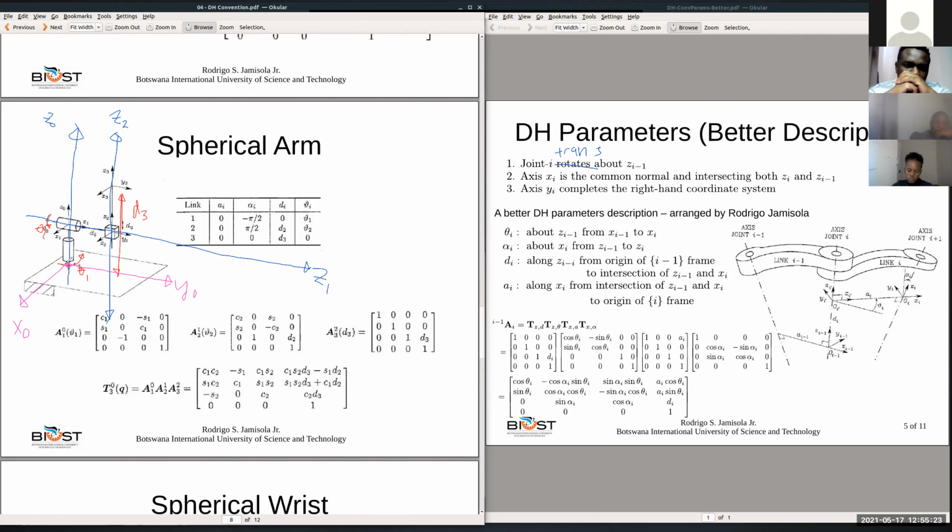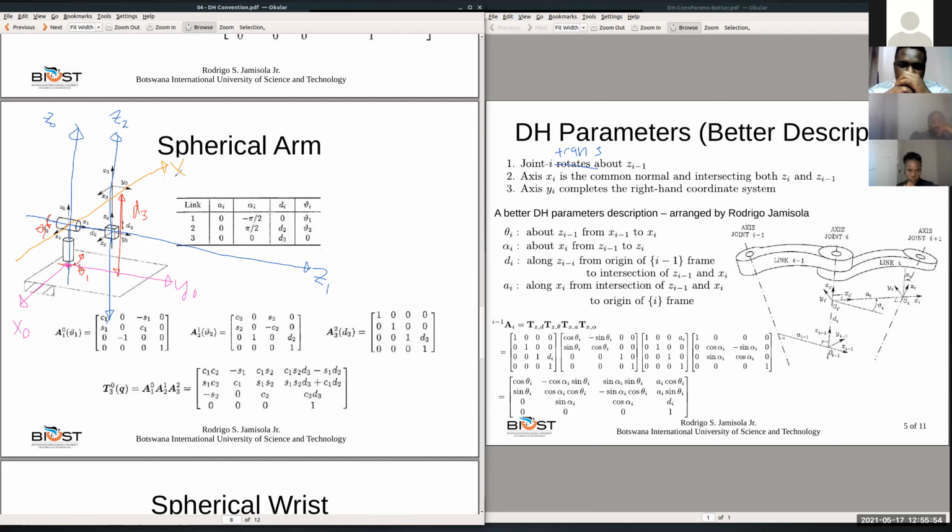We can arbitrarily assign where the base frame is. Now, based on this base frame, we need to know where your X1 is. We say X1 is the common normal, intersecting both Z1 and Z0. So it has to be a common normal. Where is your Z1? Z1 is here. So we need to find where your X1 is. It should be normal to Z1, so it's either this one or this one.